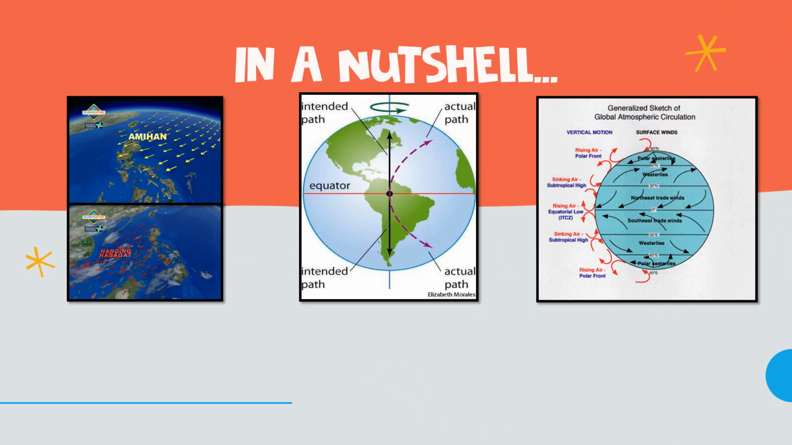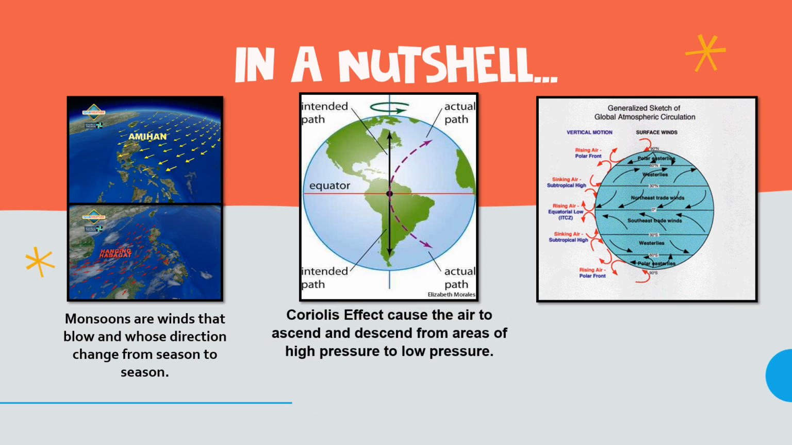In conclusion, here are the takeaways of this video that you should keep in mind. First, monsoons are winds that blow and whose direction changes from season to season. Locally, these monsoon winds are called hanging amihan and hanging habagat. Next, we learned that wind does not move in straight lines but in a curved path because of the Earth's rotation. This is called the Coriolis effect.